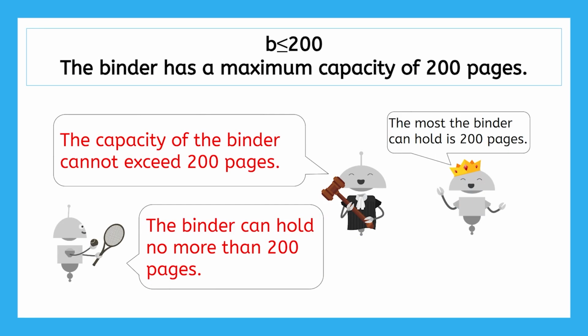What about the next scenario? This says that the binder has a maximum capacity of 200 pages. First, go ahead and check these answers with yours. Remember, your sentences may not match mine, but if the phrases you used came from the list you were given, you can be confident that they're correct. Pause the video and do this now.